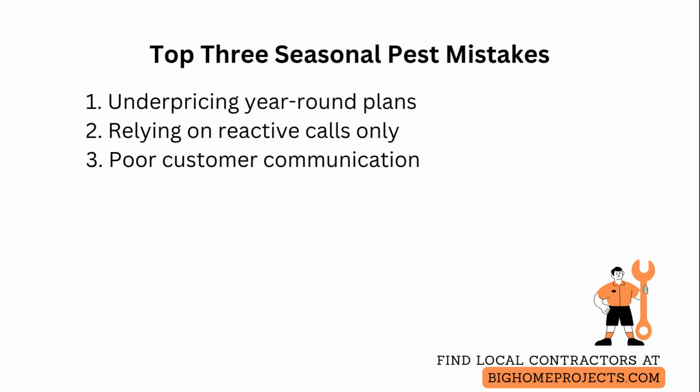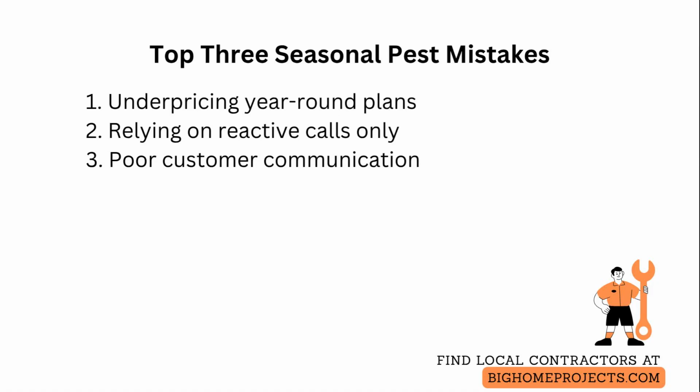Common mistakes include underpricing year-round plans, which causes cash flow issues when prepaid revenue falls short. Fix this by modeling costs per account across seasons and building a buffer into pricing. Another error is relying only on reactive calls during shoulder months, which leaves crews idle. Add bundled preventive services and off-season inspections to keep technicians busy.